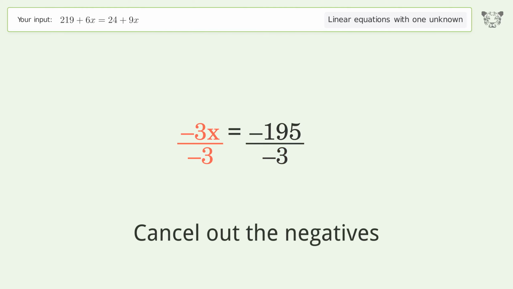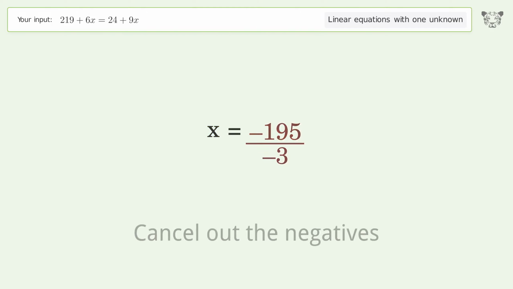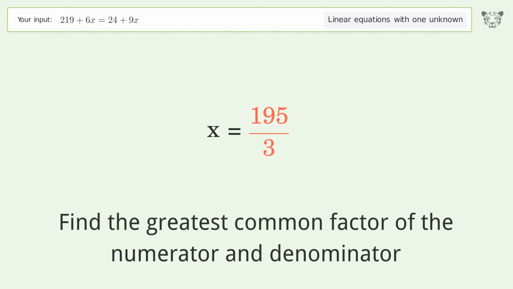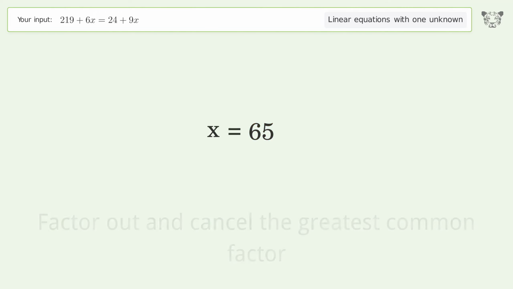Cancel out the negatives. Simplify the fraction. Cancel out the negatives. Find the greatest common factor of the numerator and denominator. Factor out and cancel the greatest common factor. And so the final result is x equals 65.